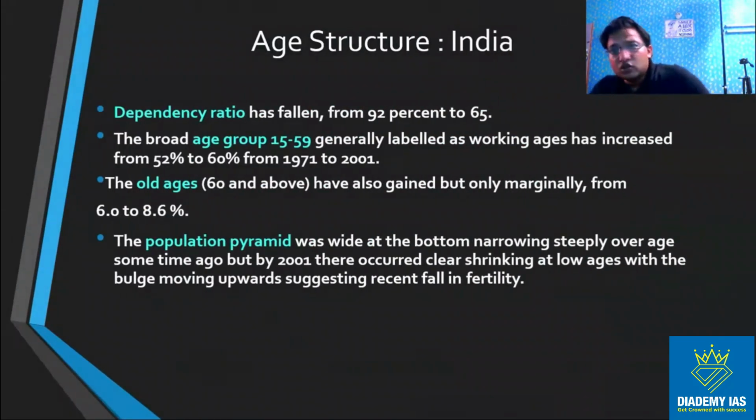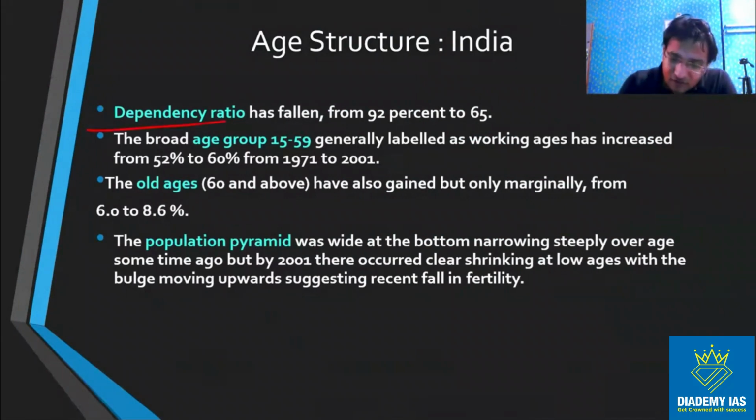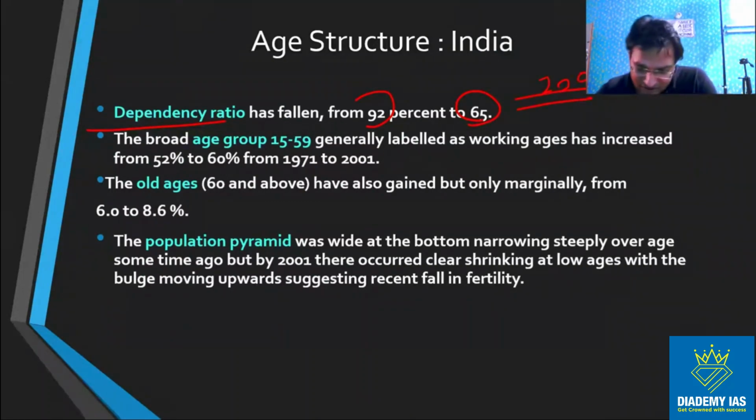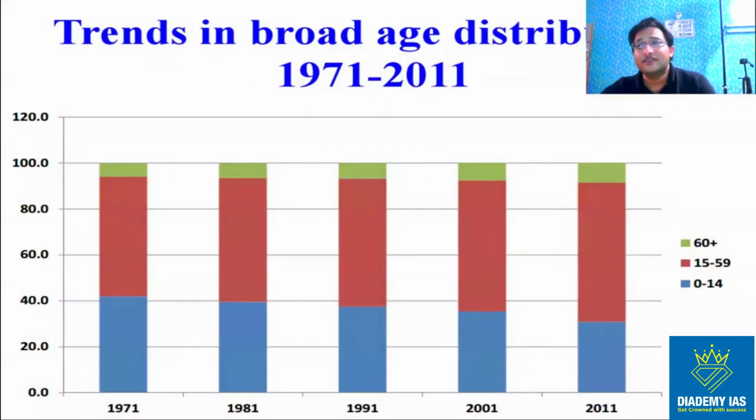Coming to the age structure. So the dependency ratio has fallen from 92% to 65%. The broad age group. So this is the data of 2001, which is outdated. So we are not taking this data. Let us see the latest data in the coming slides. So this is much better data. Trends in broad age distribution from 1971 to 2011. So we can see 0 to 14 and 60 plus. So here you can see they are giving 60 plus also, 15 to 59, right?